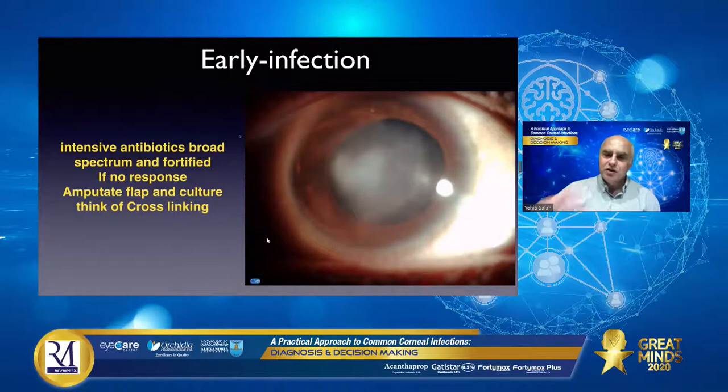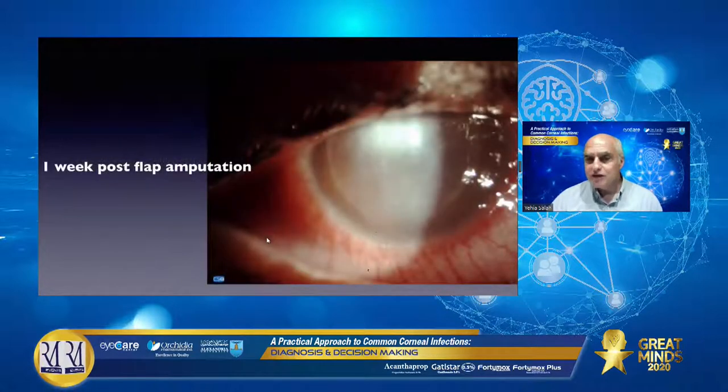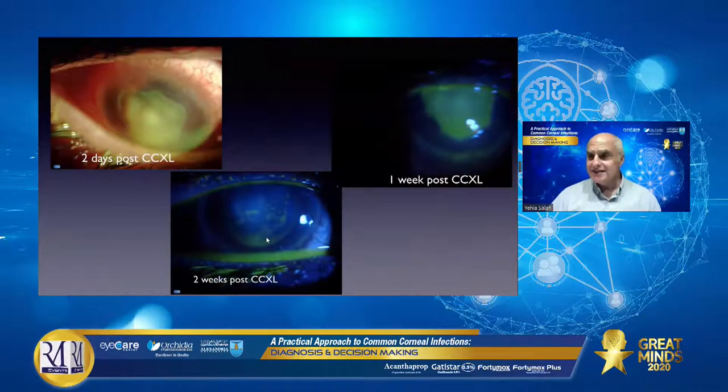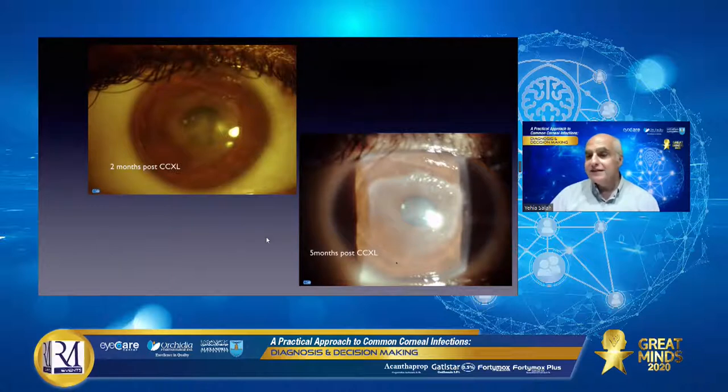But I'm going to share with you some cases, just to show you this patient, after LASIK, who had an infection. He was referred to us, and he had all possible antibiotics, even after culture. They amputated the flap, and then we thought of cross-linking. You can see after 1 week of the flap amputation, there is still infection. Then 2 days after cross-linking, vascularization is increasing, and the ulcer is less. You can see after 1 week, 2 weeks, 2 months, and 5 months, it has almost cleared.